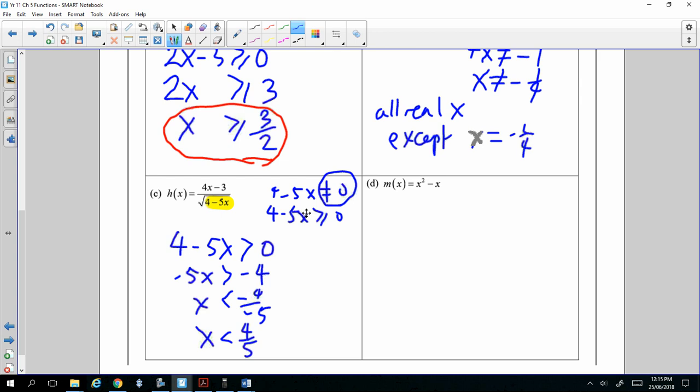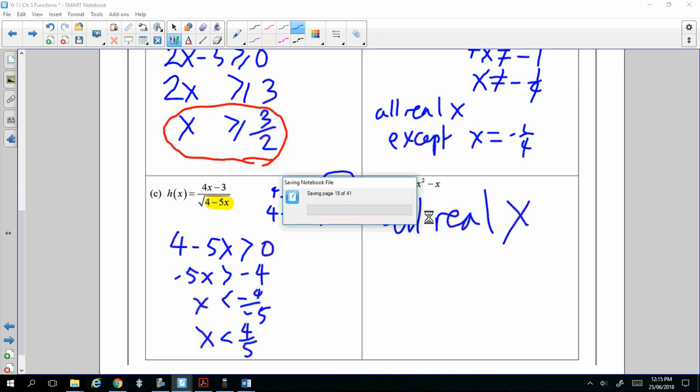You can substitute anything in here. No problem, because all you're doing is just squaring and minus. You can square any number and subtract by itself, right? You can square anything. So there's no problem. But you cannot square root any number. It has to be positive. You cannot divide by 0. Does that make sense? Move on.